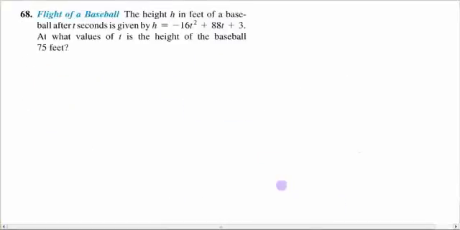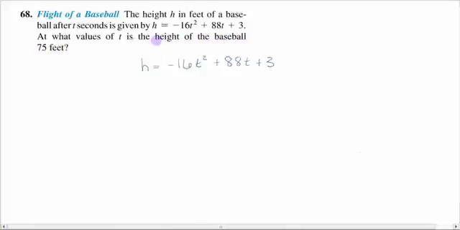The flight of a baseball. We have the height in feet of a baseball after t seconds given by h equals negative 16t squared plus 88t plus 3. At what values of t is the height of the baseball 75 feet? Okay, so they've given us this formula for the height of the baseball, so h is negative 16t squared plus 88t plus 3. And what else did they give us? At what values of t is the height of the baseball 75 feet?